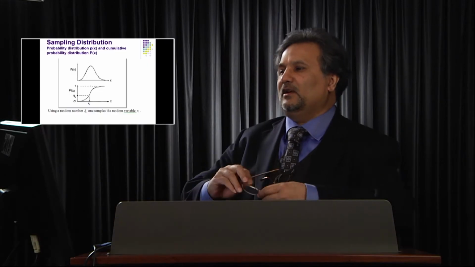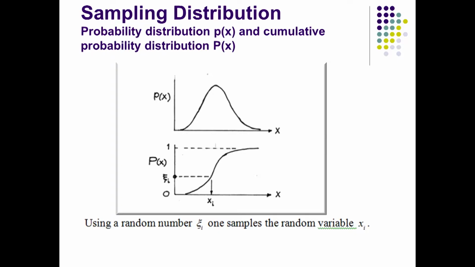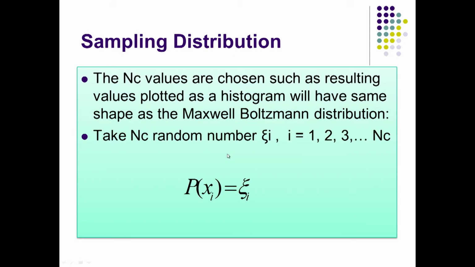Okay, now we are back into looking at how we use the sampling distributions. As you see on your slide, we have P(x), which is the probability distribution, and then capital P(x) is the cumulative part of that. So, these are the curves that go together. If n such values are chosen, the resulting values plotted as a histogram will have the same shape as the Maxwell-Boltzmann distribution. Those are the random sampling values we are interested in, and those are n such samples.